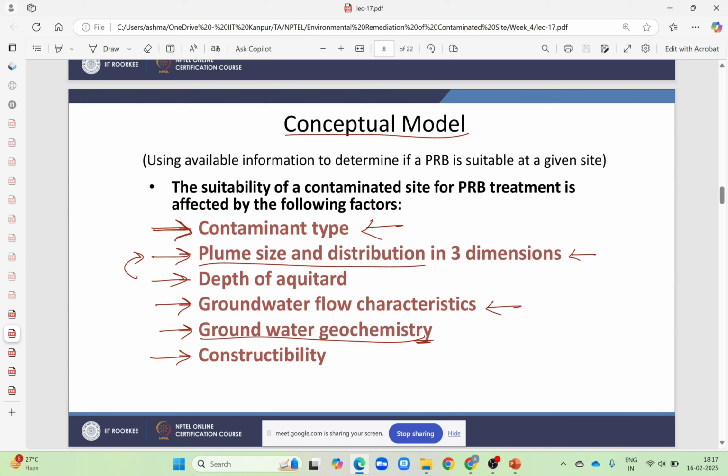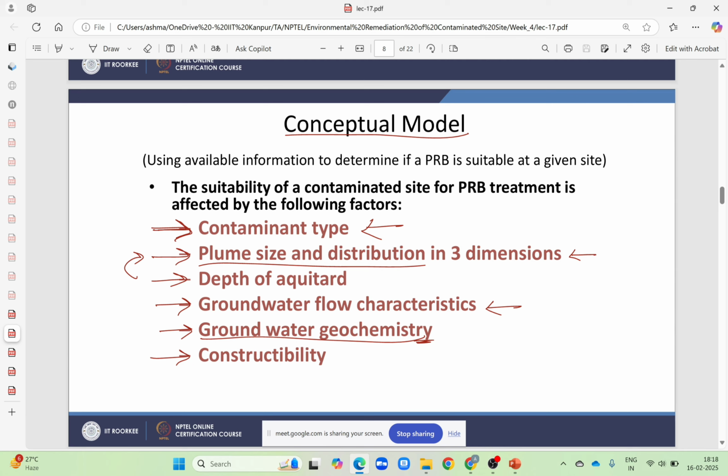So the suitability of a particular contaminated site for PRB is affected by the following factors. First is the contaminated site: what is the type of contaminant? This will affect whether the PRB will be suitable for treatment or not. Then next is the field size, distribution and dimensions.